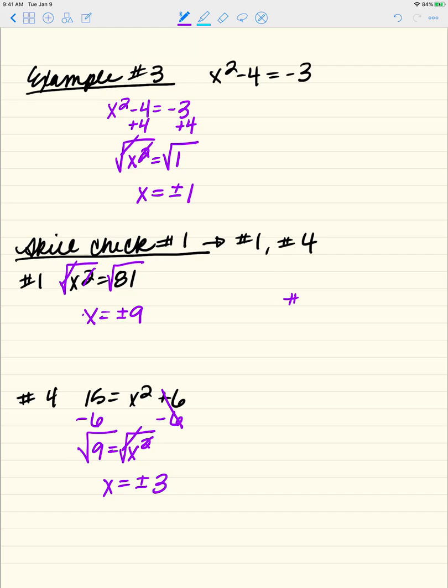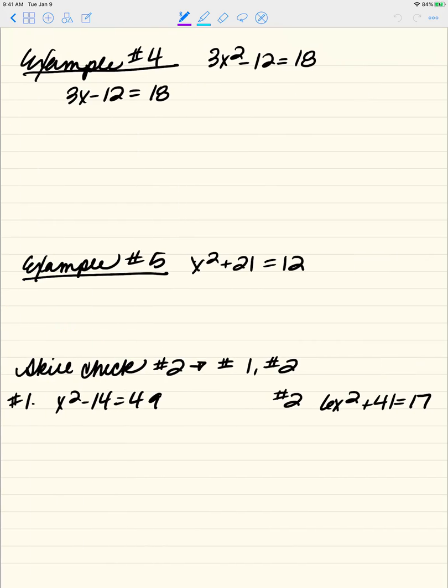If you want to tackle number 2 on your own, you should get x is equal to plus or minus 6. Sorry, that was number 2. And number 3, you should get x is equal to plus or minus 5.